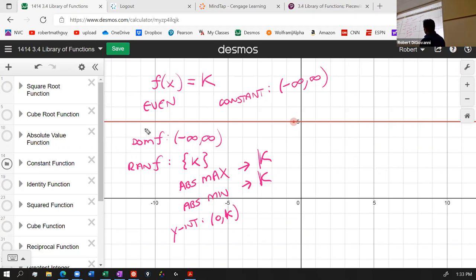When do you use the braces? If your answer is a single point. So when we talk about range, we're talking about what y values come out of this function. And the only y value that this function ever takes on is the number 5, right? So the way we represent a single numerical answer is to use a brace. The parentheses give you an interval. It's everything between two things.